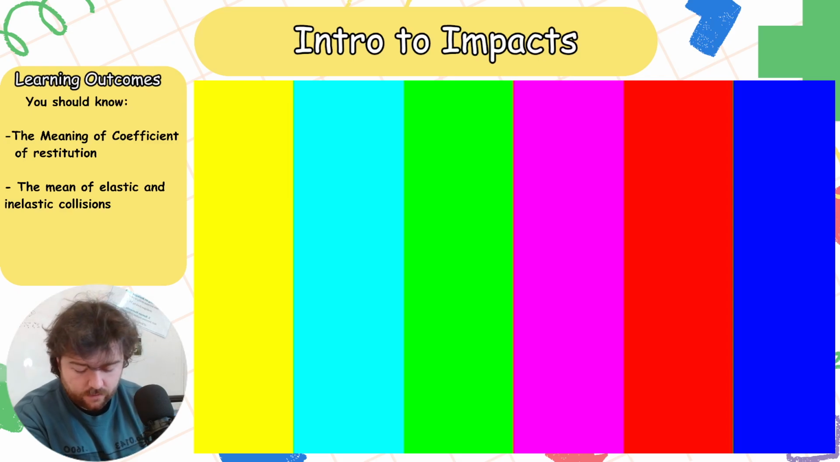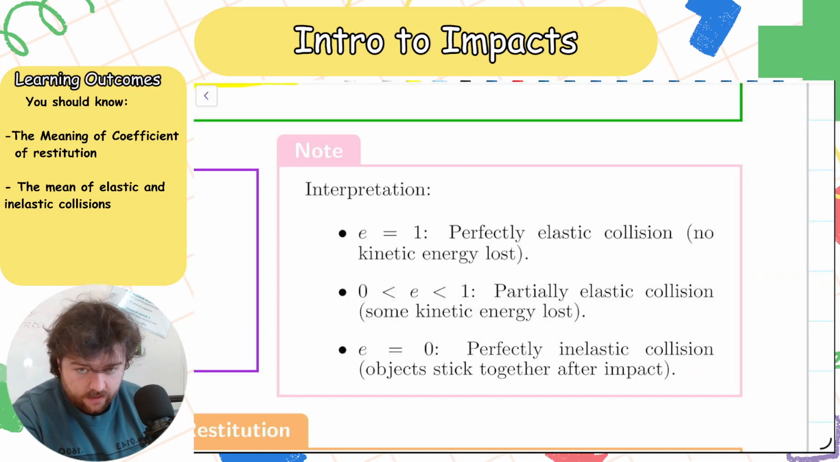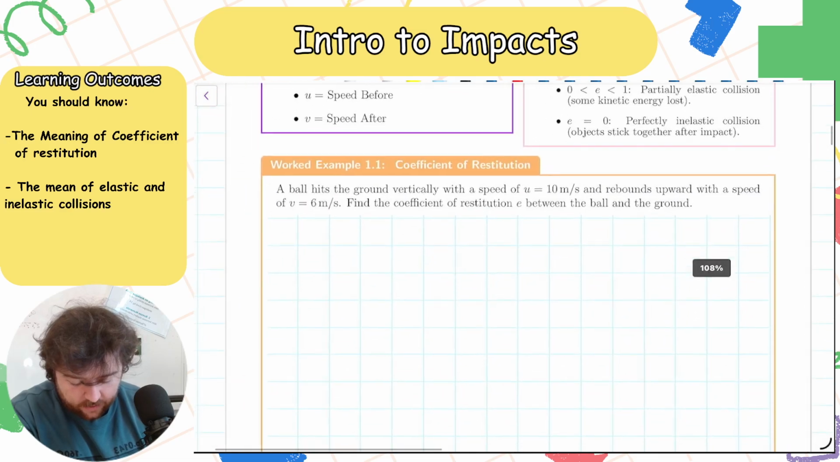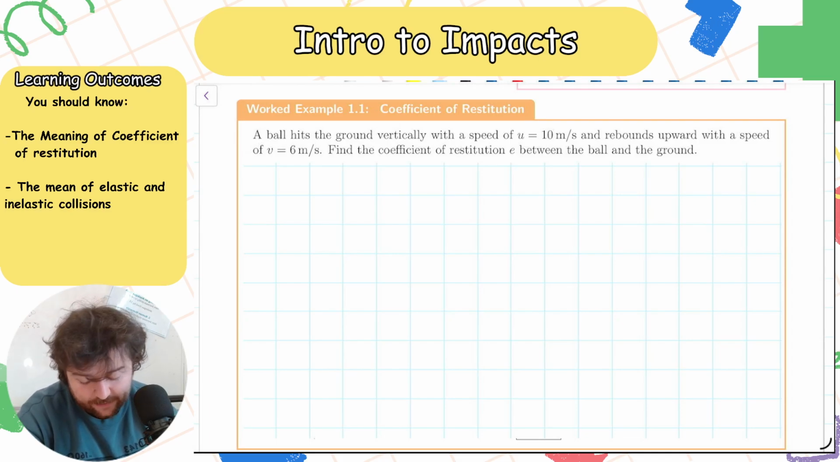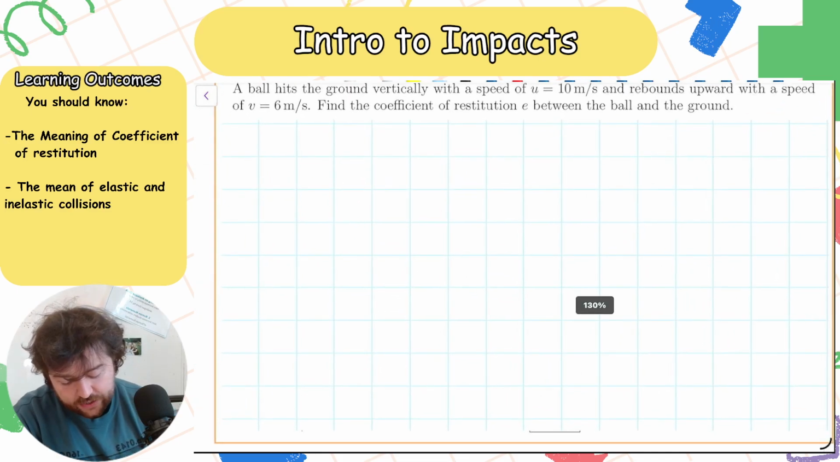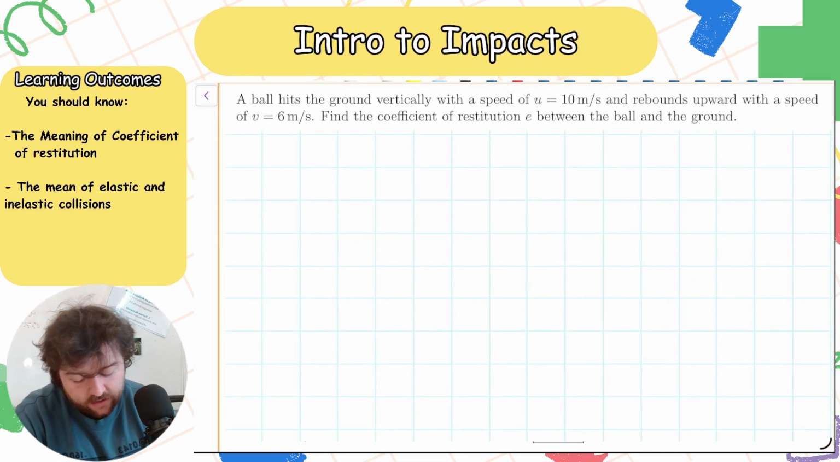So let's have a look at the question here. A ball hits the ground vertically with a speed of 10 meters per second and rebounds upwards with a speed of 6 meters per second. Find the coefficient of restitution E between the ball and the ground.